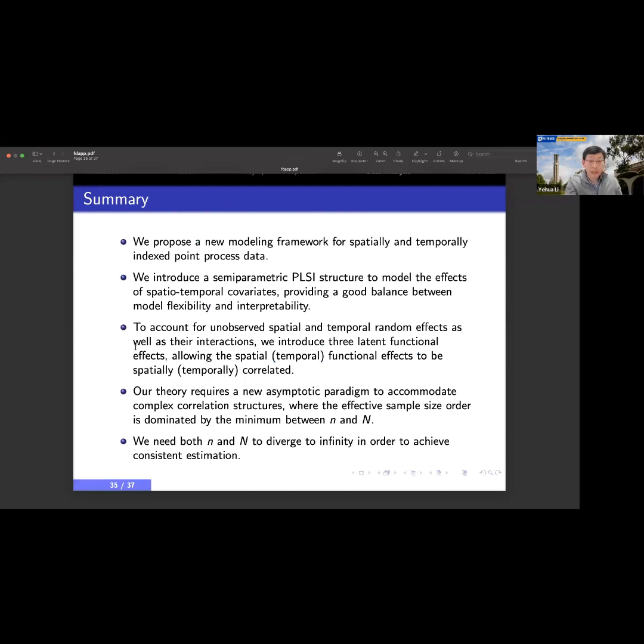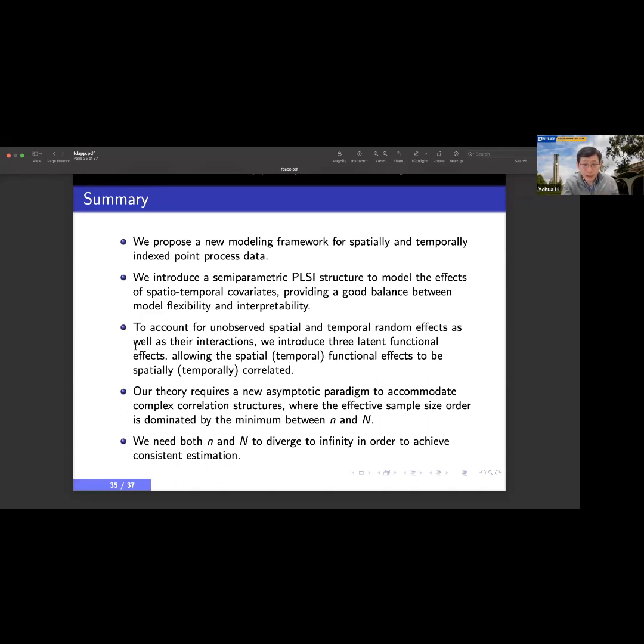So, summary, I'm using the whole hour. We have proposed a new model framework for spatial temporal index point process data. We introduced this semi-parametric, partially linear single index structure to model the effect of spatial temporal covariates, providing a good balance between model flexibility and interpretability. To account for unobserved spatial temporal random effects as well as their interactions, we introduced 3 latent functional effects and allow the spatial functional effects to be spatially correlated, the temporal effects to be temporally correlated.